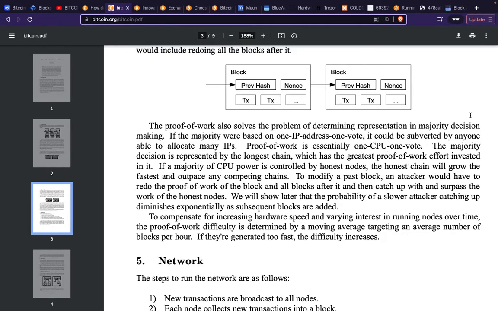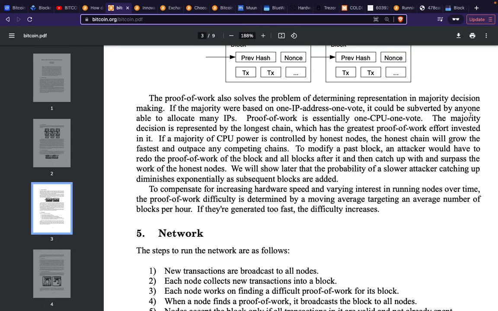And on that, proof of work also solved the problem of determining representation in majority decision making, right? If the majority were based on one IP address, one vote, it could be subverted by anyone able to allocate many IPs. Proof of work is essentially one CPU, one vote. This is what I like about Bitcoin too, because it's not a democracy. It's one CPU, one vote. It's not like the majority wins, like an election in a democratic system.